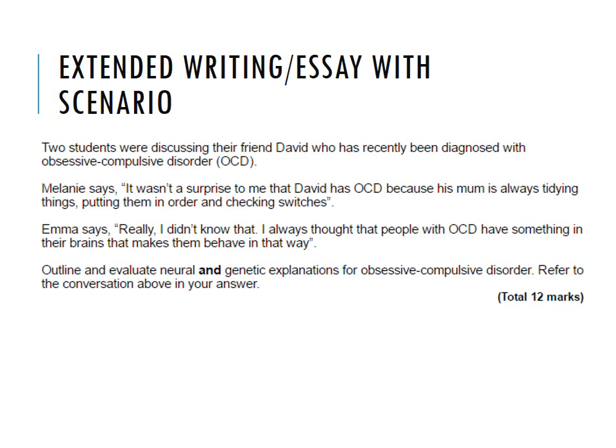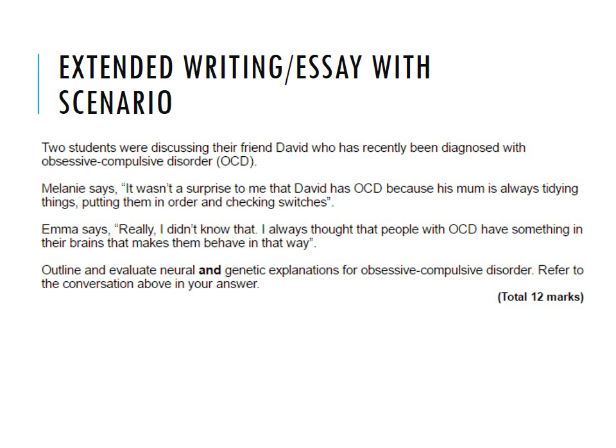So for example, this is from last year's paper. Two students were discussing their friend David, who has recently been diagnosed with obsessive compulsive disorder. Melanie says, it wasn't a surprise to me that David has OCD because his mum is always tidying things and putting them in order and checking switches. Emma says, really, I didn't know that. I always thought that people with OCD have something in their brains that make them behave in that way. Outline and evaluate neural and genetic explanations of obsessive compulsive disorder.